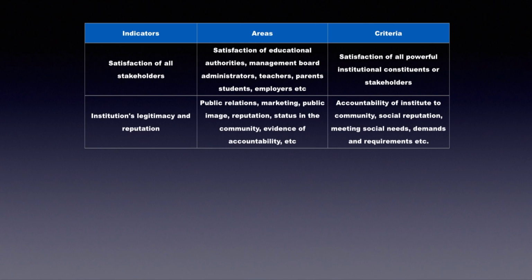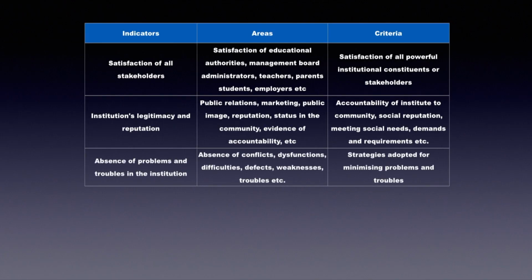Another important indicator is institutional legitimacy and reputation. This is in terms of public relations, marketing, public image, reputation, status in the community, evidence of accountability, etc. It can be judged based on the accountability of the institution to the community, social reputation, and meeting social needs, demands and requirements of stakeholders. Based on all these, we can understand whether the institution has a good reputation in the market, and whether it is trying to achieve the mandate for which it has been established or not.